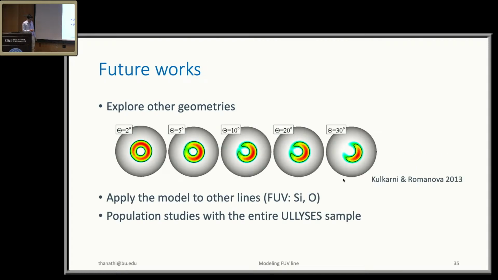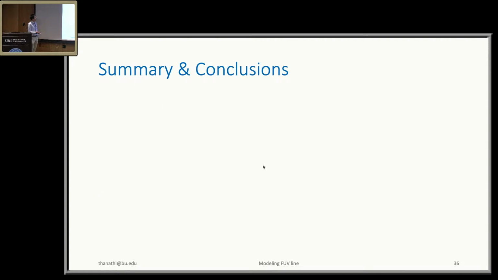So in future works, right now we assume something like this, like a donut shape. This is looking at the pole. But we see that in the simulation there are these other shapes that we can try. So that's future work. And then there are so many other lines in the FUV spectra that are related to accretion. So it is Cloudy, so we can get other parameters for other lines. And look at the whole sample.